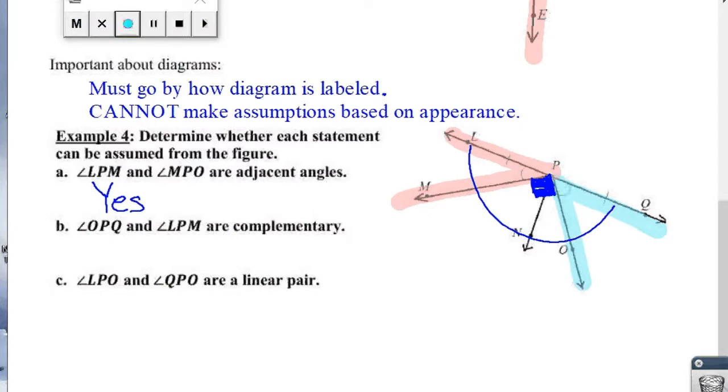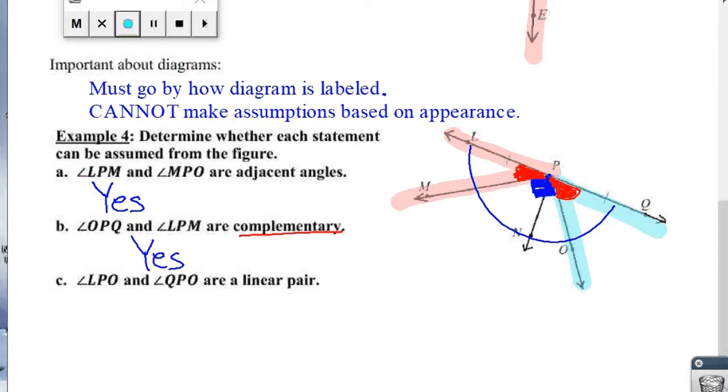So if I take away that square of 90 degrees, these two pieces here have to add up to 90 degrees. Well, the definition of complementary angles is that those angles sum to 90 degrees. Those two angles have to add up to 90 degrees from this diagram. So the answer here is also yes. Now, these assumptions that we make are not always directly from what's labeled. Sometimes we have to take it a little bit further. We have to read it and interpret that graph.